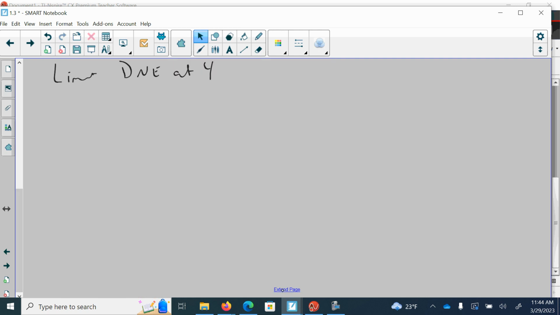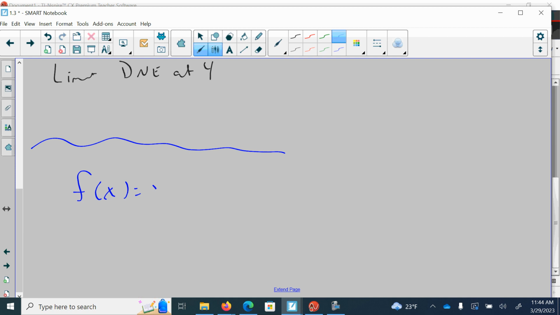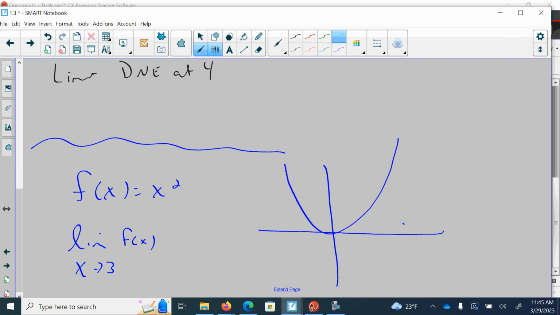Let me change my thought process. If I just had some function, let's say f of x is equal to x squared, and I wanted you to find the limit of f of x as x approaches 3. If I look at this graph, that is a parabola, and here I'm approaching 3. As I approach from the left and from the right, what number do you think I'm going to approach? Not 3. 9. So this limit is going to be 9.